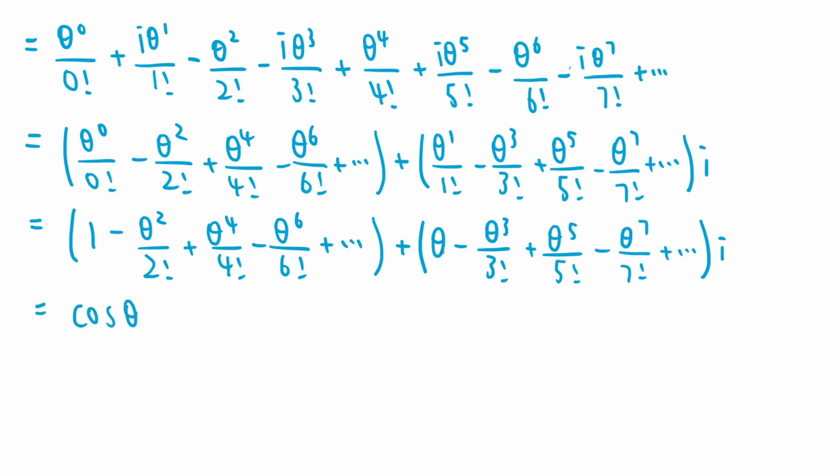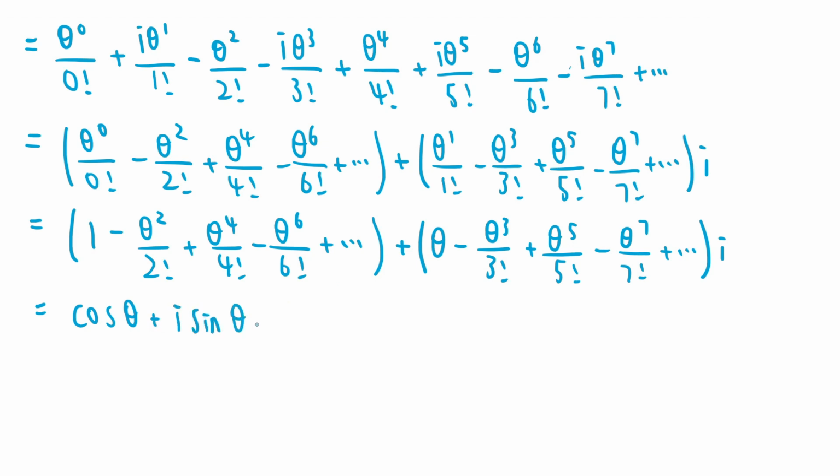And then the second series here, theta minus theta cubed over 3 factorial plus theta to the 5th over 5 factorial minus theta to the 7th over 7 factorial. Well, this was just the Taylor series for sine of theta, which we also covered earlier. And then all of this is multiplied by i. So it's just i times this entire series here, which is equal to sine of theta. So it's plus i sine of theta.